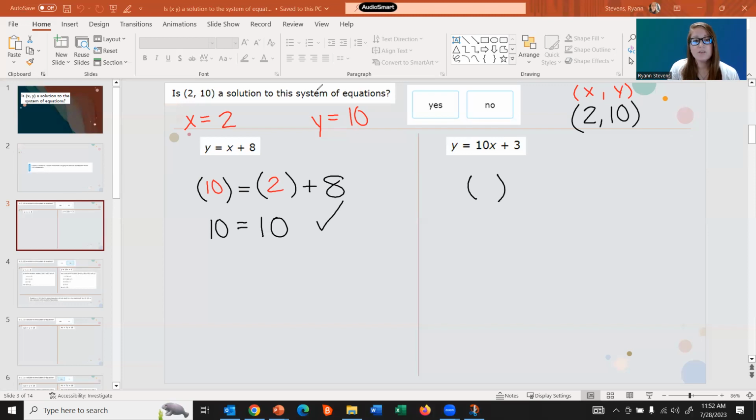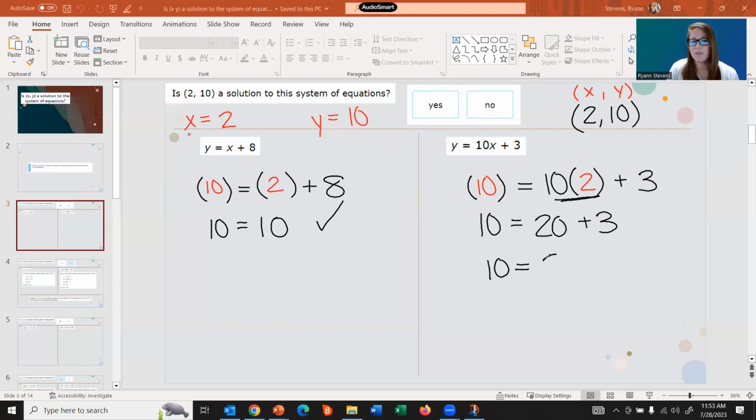In the parentheses, we're going to plug in our y, which would be our 10, is equal to, and the coefficient that goes with x is still going to stay as the coefficient, and we're only going to substitute the value of x for 2, and then plus 3. Now we can solve. Order of operations tells us we're going to multiply first. So 10 times 2 gives us 20, plus 3. Then bring this down one more time: 10 is equal to 20 plus 3, which is 23.